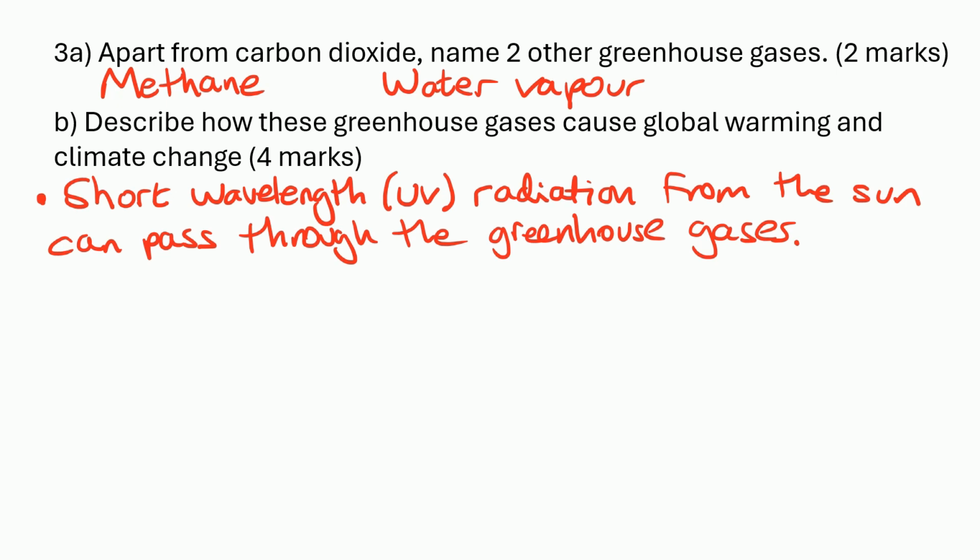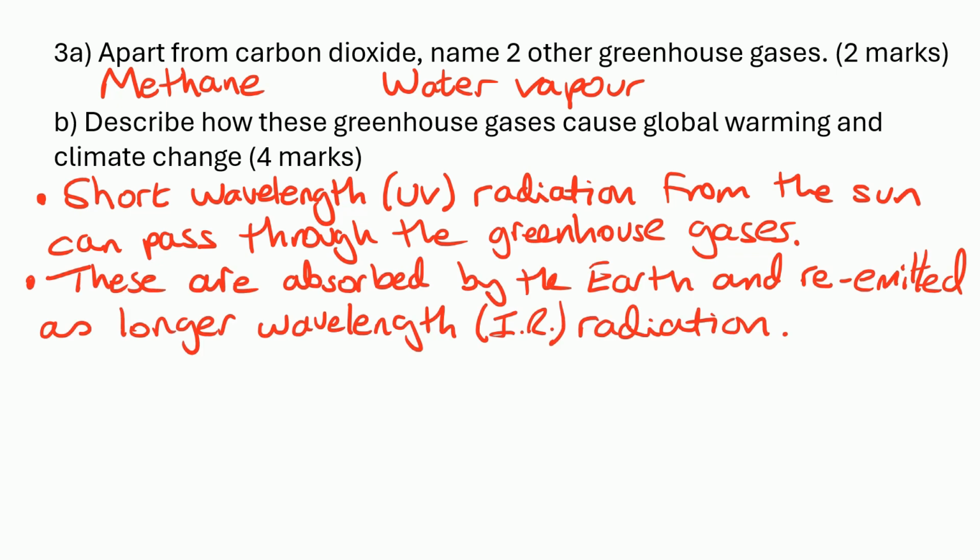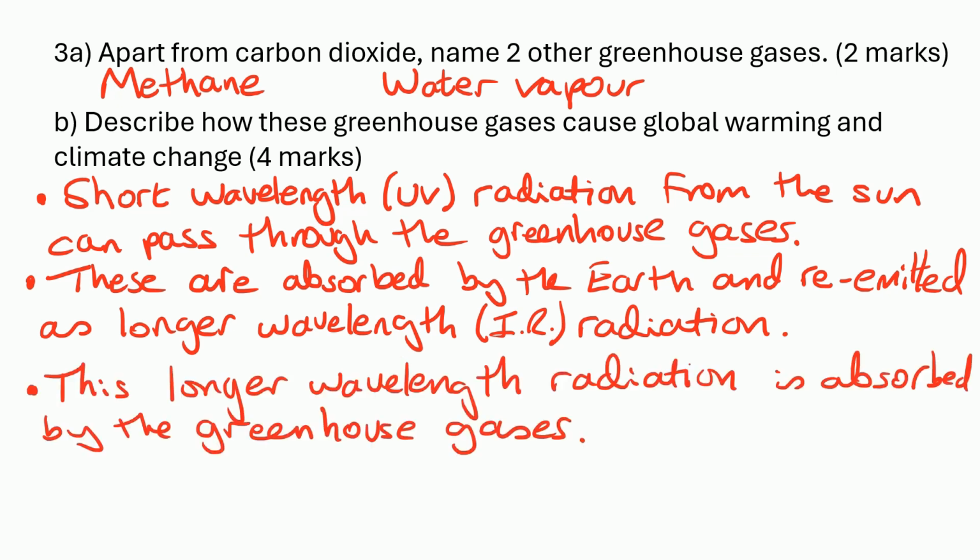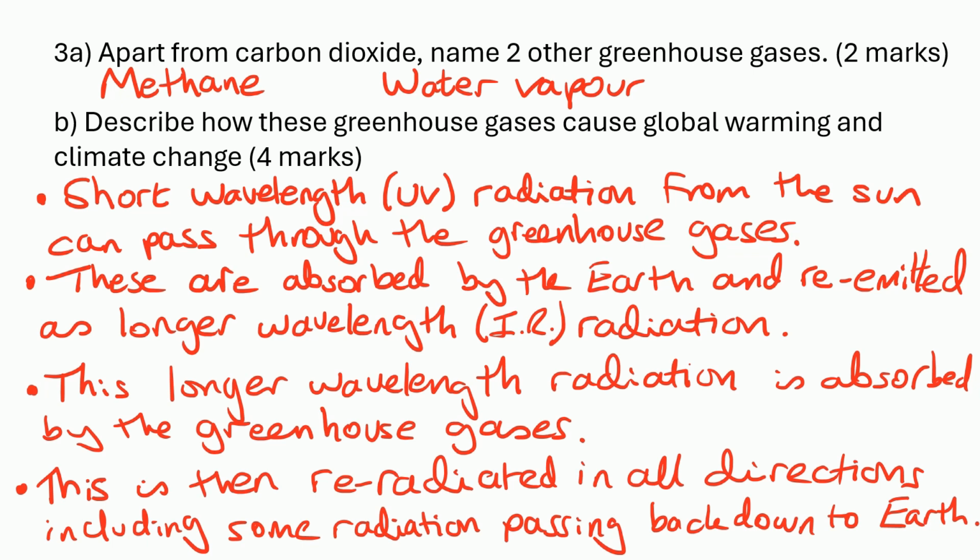So first of all, short wavelength radiation, or you could say ultraviolet radiation, from the sun can pass through the greenhouse gases to reach the Earth. These are then absorbed by the Earth and re-emitted as longer wavelength radiation or infrared radiation. This longer wavelength radiation is absorbed by the greenhouse gases in the atmosphere. This is then re-radiated in all directions, including some radiation passing back down to the Earth.